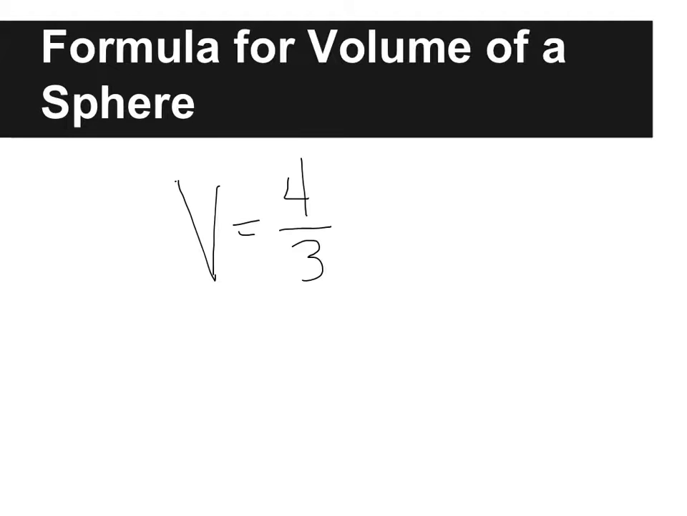4/3 pi radius cubed. Now, it's similar to our cylinder and our cone in that there is a circle inside of our 3D object. But this one, we're going to find that it is 4/3 pi times the radius cubed. There is no height on a sphere. It is just measured with the radius from the center to the outside.